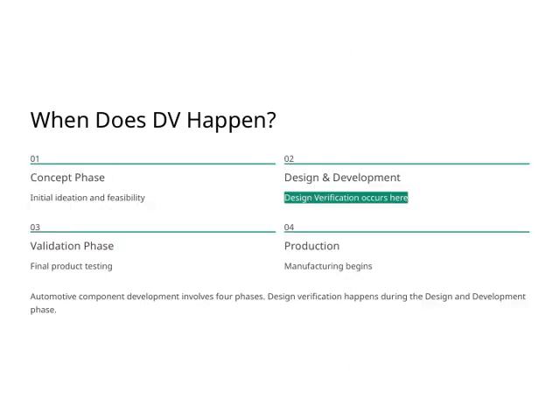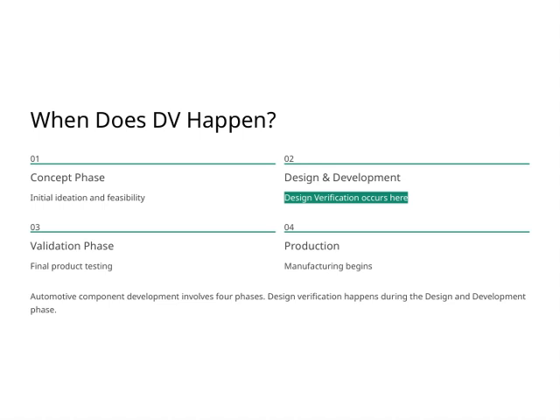So, let's talk about when design verification actually happens in the automotive component development process. First, we have the concept phase, which is all about initial ideation and assessing feasibility. This is where we start shaping our ideas and making sure they're viable before moving forward. Next is the design and development phase, and this is where design verification takes place. During this stage, we verify that our designs meet all specified requirements before moving into final testing.